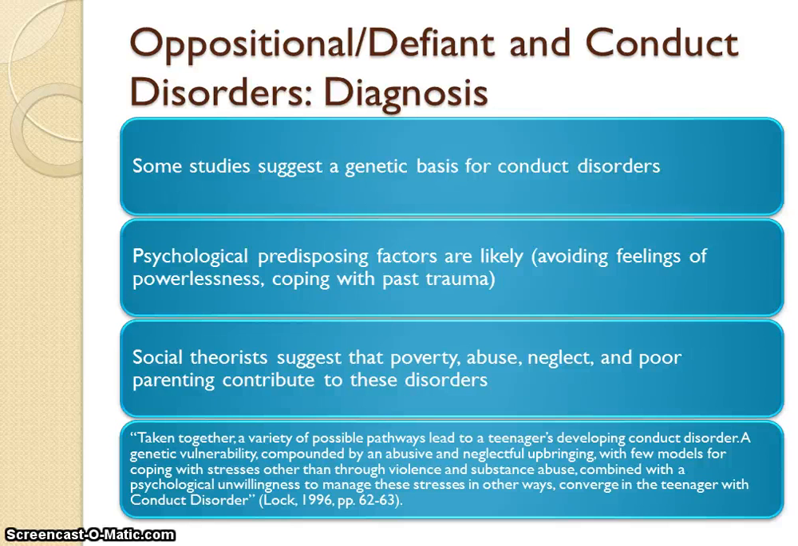risk-taking behaviors. Locke, the chapter author, stated, "Taken together, a variety of possible pathways lead to a teenager's developing conduct disorder. A genetic vulnerability, compounded by an abusive and neglectful upbringing, with few models for coping with stress other than through violence and substance abuse, combined with a psychological unwillingness to manage these stresses in other ways, converges in the teenager with conduct disorder."